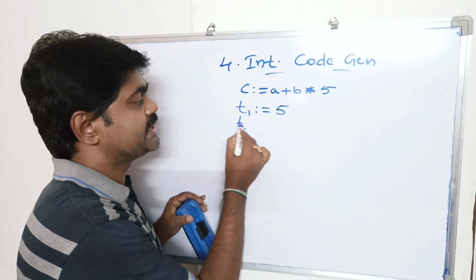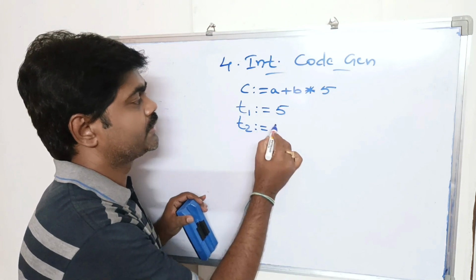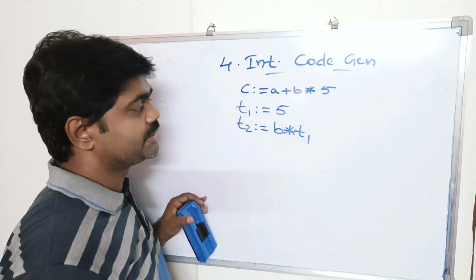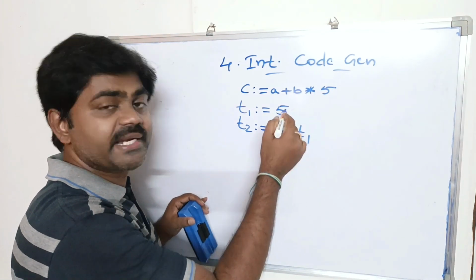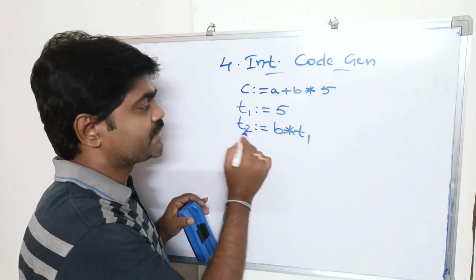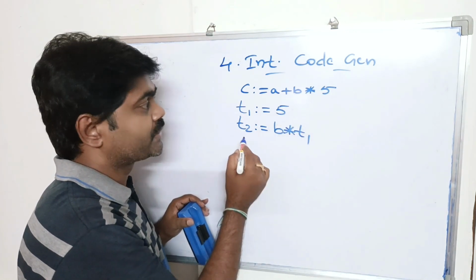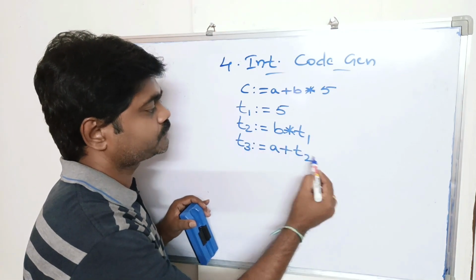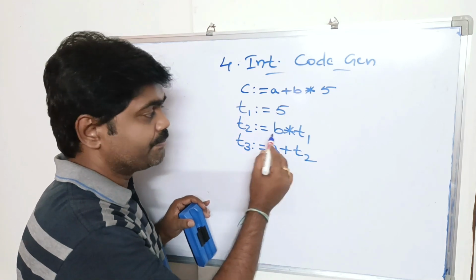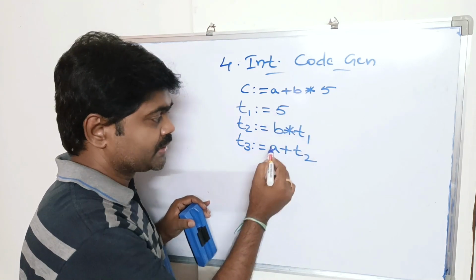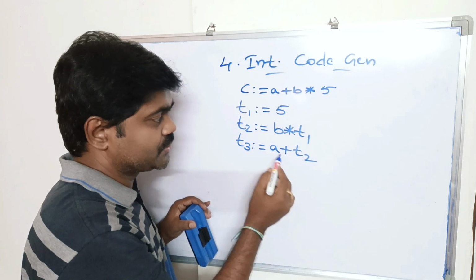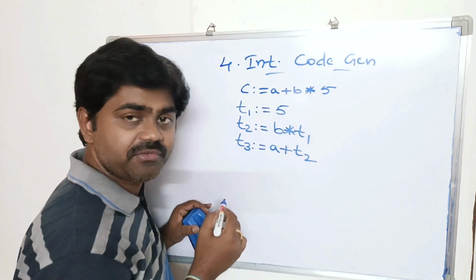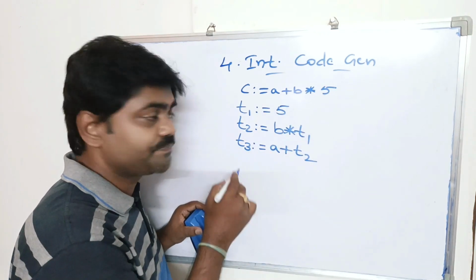And if I say T2 equal to B into T1, now T2 is nothing but B into, in the place of T1 I already have 5. Okay, so I have taken another intermediate statement T2. Now T3 equal to A plus T2. Now T2 contains B into T1, T1 contains 5. So what is A plus T2? A plus T2 is nothing but B into T1. What is T1? T1 is nothing but 5. So here I have taken 3 intermediate statements.